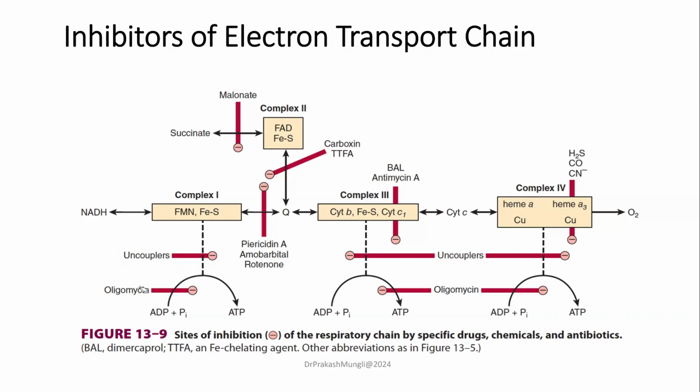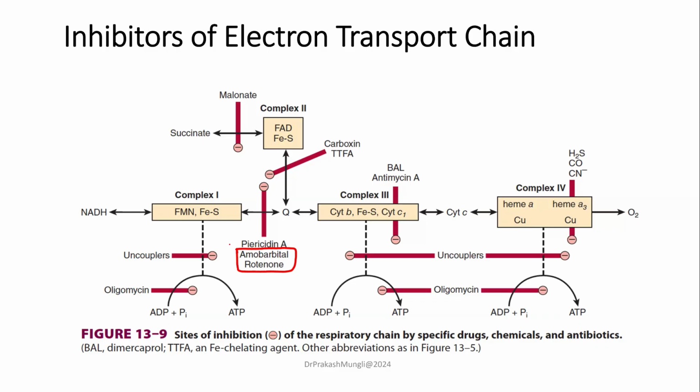Okay. So complex 1 inhibitors, generally we take these two as the most frequent examples: amobarbital and rotenone. Amobarbital and rotenone. These are the frequently asked complex 1 inhibitors. They block the flow of electrons and protons from complex 1 to coenzyme Q. See, where is the block? Look at the figure. The block is between complex 1 and CoQ. It doesn't allow flow of electrons and protons from complex 1 to CoQ. That's where it is blocked.